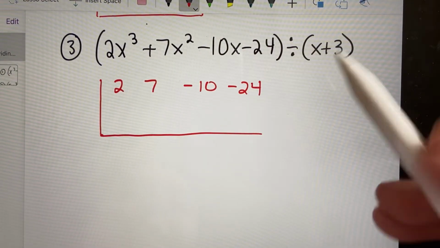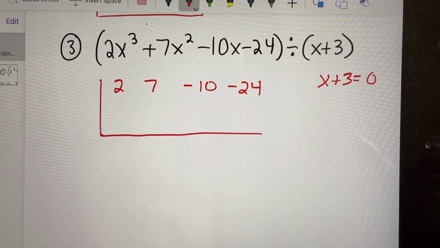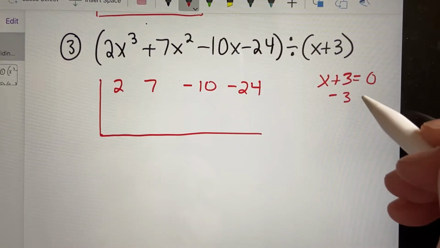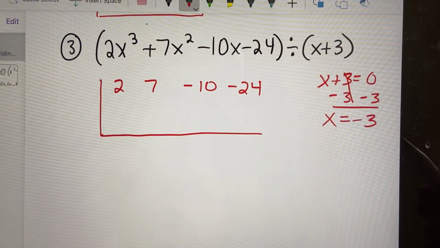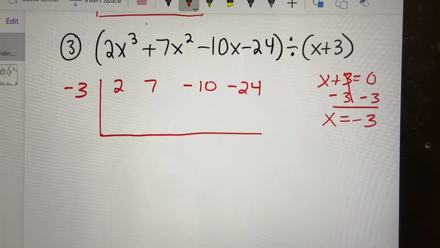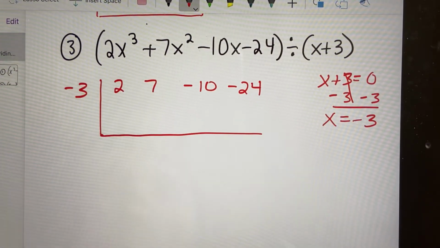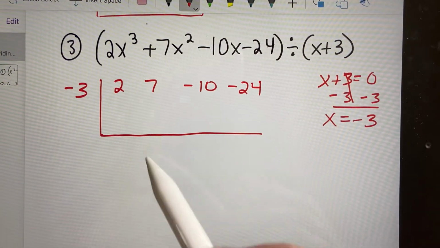And then if I'm dividing by x plus 3, I'll take x plus 3, set that equal to 0, and solve for x. That tells me what number to put on the outside. So subtract 3 on both sides, and that's x equals negative 3. Now let's put that negative 3 over here on the outside. Negative 3 is what you're going to multiply by every time. We multiply on the outside of this box and add on the inside.